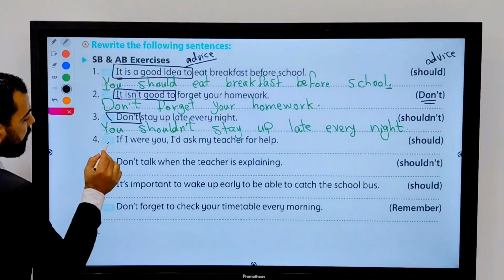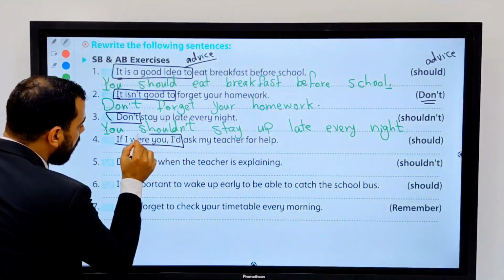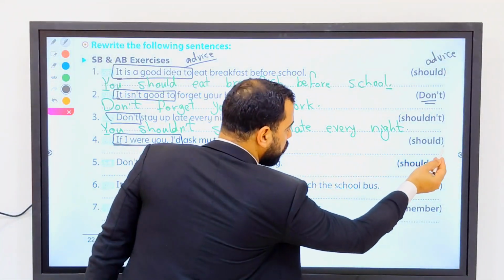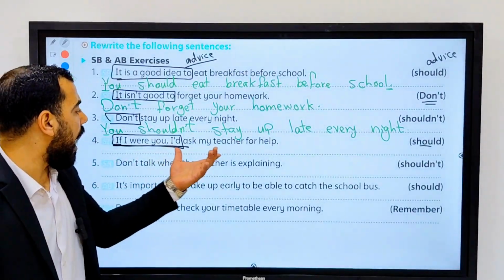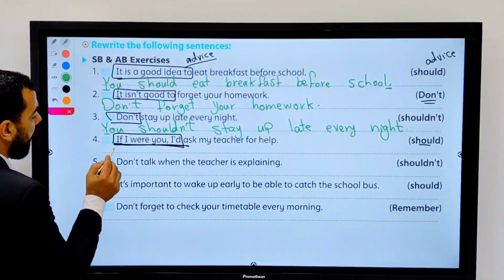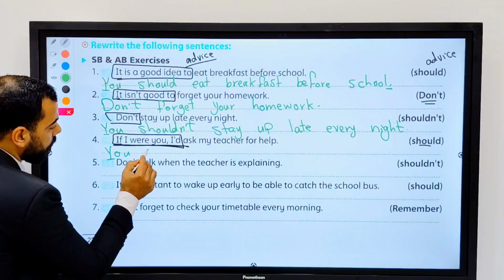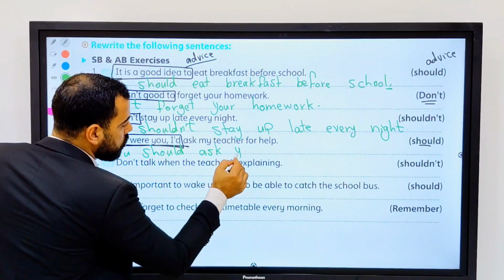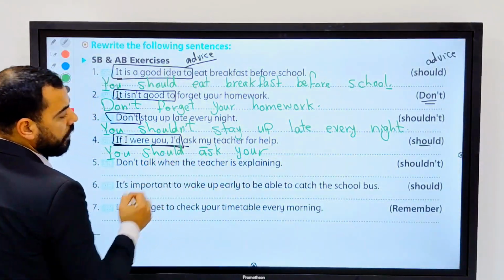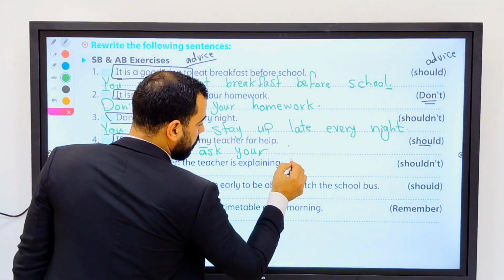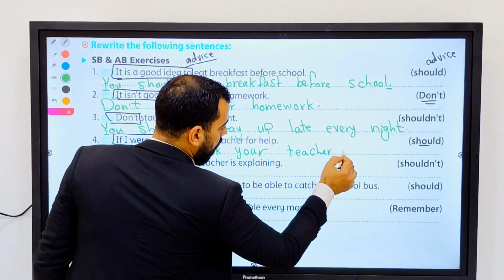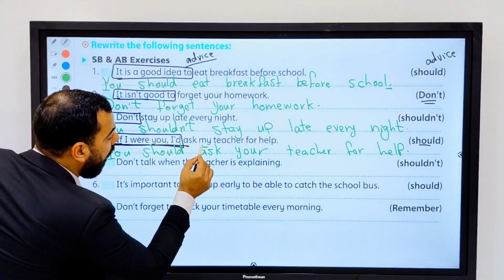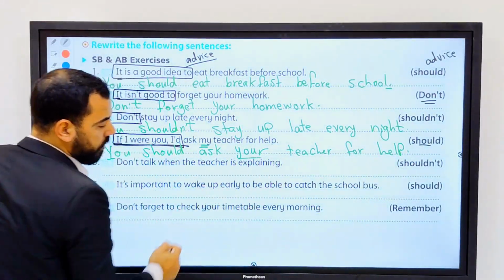Okay, if I were you, I would. We use this expression to give advice, and we use should to give advice. So if I were you, I'd ask my teacher for help. This means that you should ask your teacher for help. So my must be changed into your.